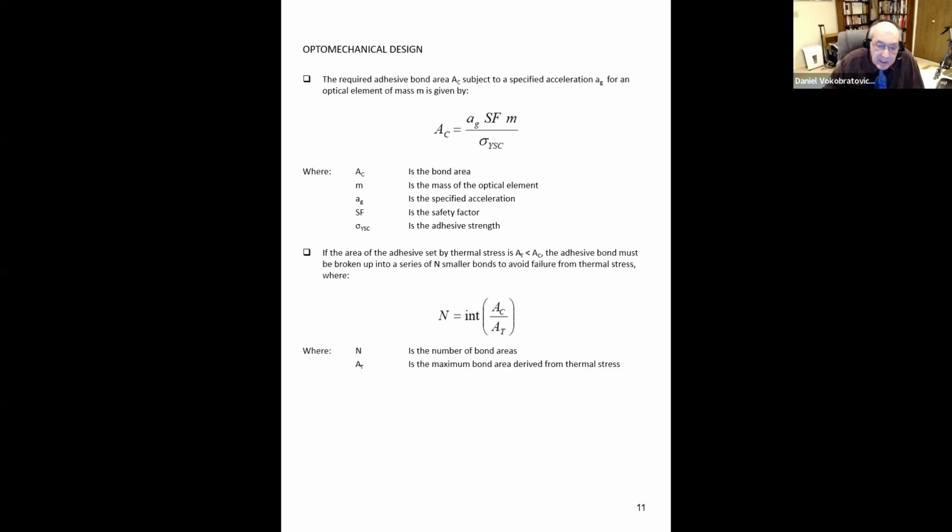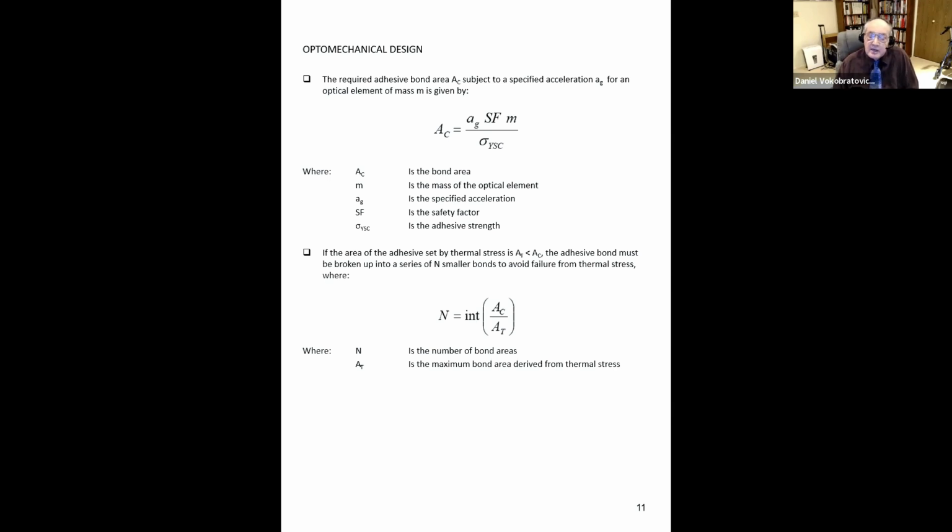All right. In this slide, we're going to discuss how you go about engineering an adhesive bond. An adhesive bond needs to be engineered just as carefully as any other part of an optomechanical or structural system. Basically, you start the design of an adhesive bond by figuring out how much area you need. The area of the adhesive bond is going to be dictated by the mass of the thing you're trying to hold in place, by the specified acceleration. Now, for a laboratory environment, that could be relatively low.